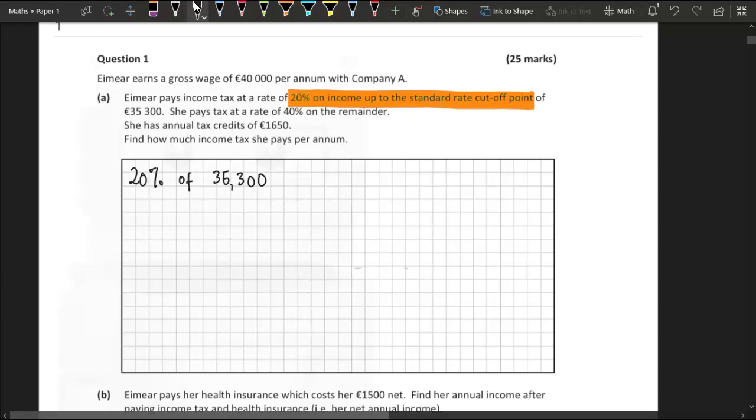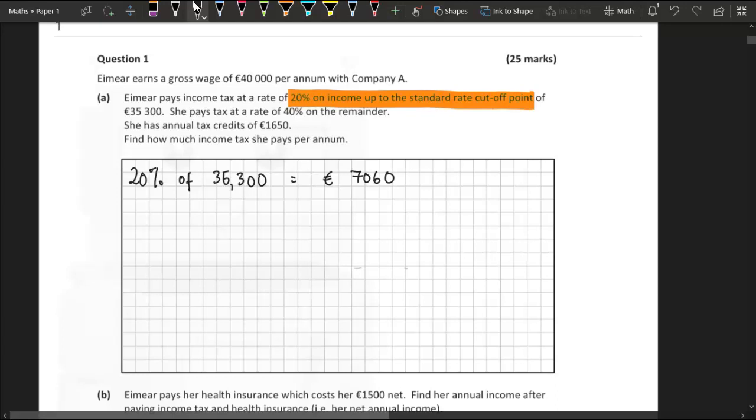Now again, I don't have a calculator here on the side of the page, so I'm working off marking schemes and a couple of other bits and pieces. So I'll have the answers fairly handy. But again, you should be able to work out what 20% of this particular number is on your calculator. So that's going to give us 7,060.